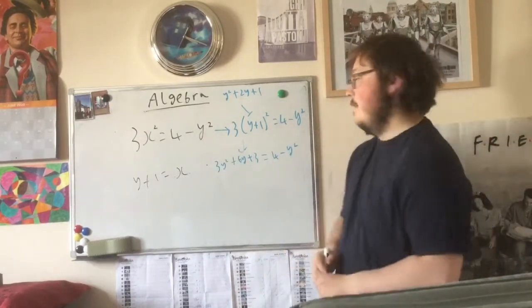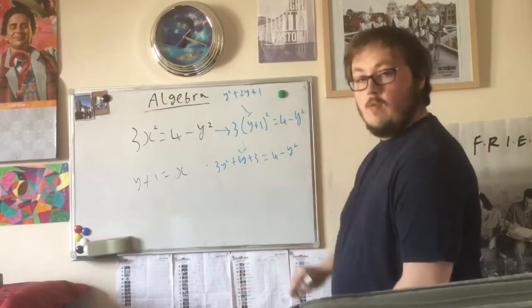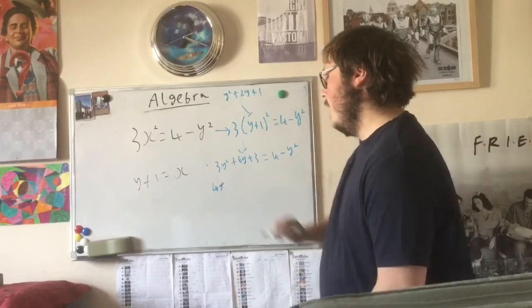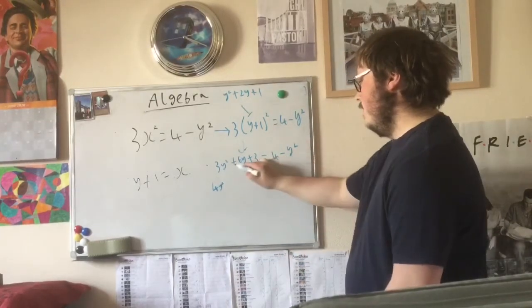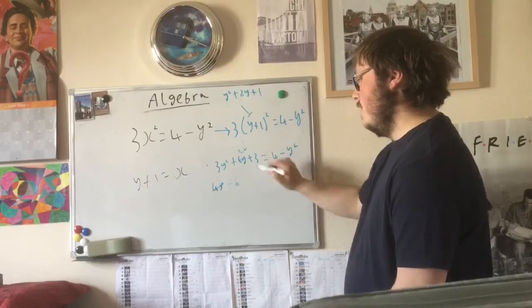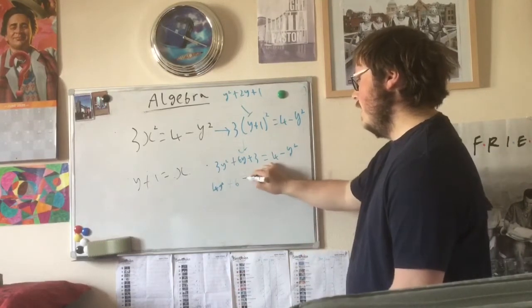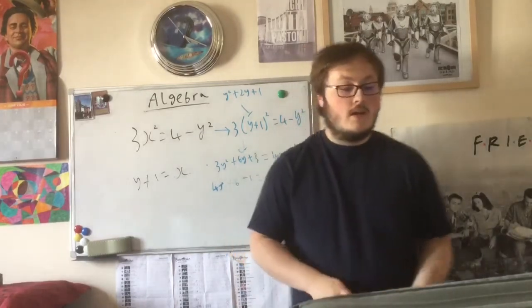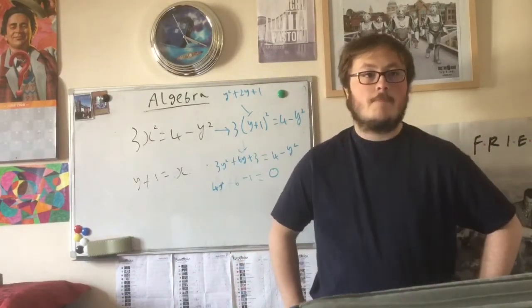Now I can tidy it up a bit. So let's add y squared on both sides so I can get rid of that. That becomes 4y squared. The 6y stays like that, and then we subtract 4 on both sides, so minus 1, minus 4 here, minus 4 here. So it becomes 4y squared plus 6y minus 1 equals 0.